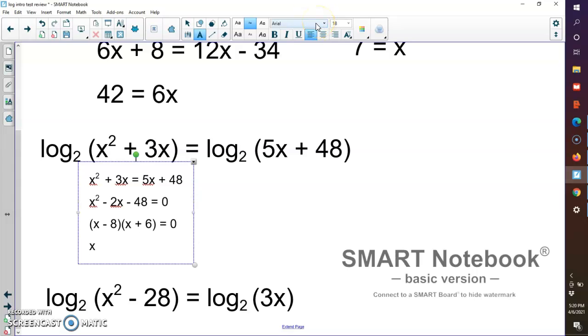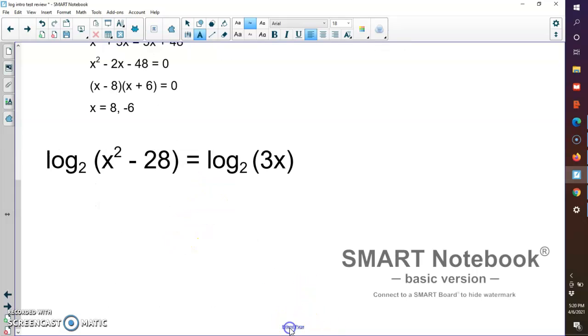And my two answers are going to be x equals 8 and -6. Now both answers work here. -6 squared creates 18. -6 times 5 plus 48 creates 18. The -6 is okay. Obviously the 8 is going to be okay. 64 plus 24 is 88. And 5 times 8 is 40 plus 48 is 88. So in this case, the 8 and -6 work, so you use both of them.